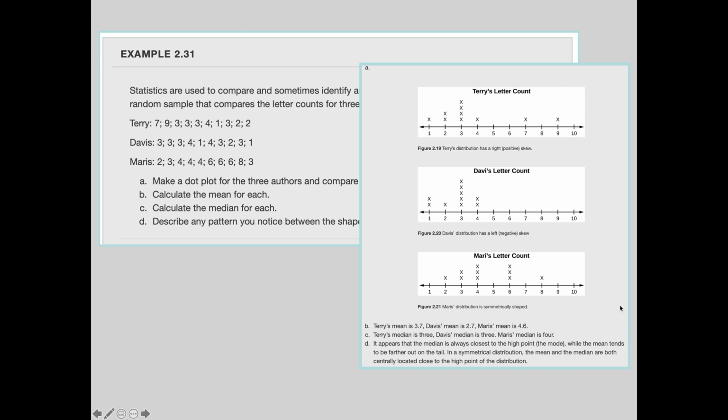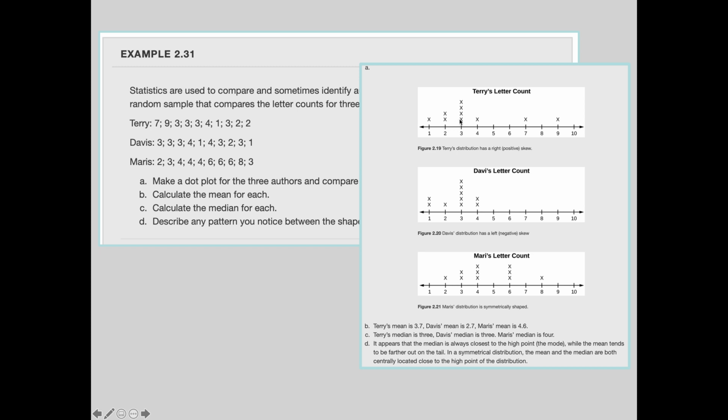So keep in mind, Terry's mean was 3.7 and Terry's median was 3. Davy's mean was 2.7, the median was 3. Mari's mean was 4.6 and the median was 4. So in each case, the median is closer to the high point, which is the mode, because the mode is the most frequent and the high point is always going to pull data toward it because there's most of those.